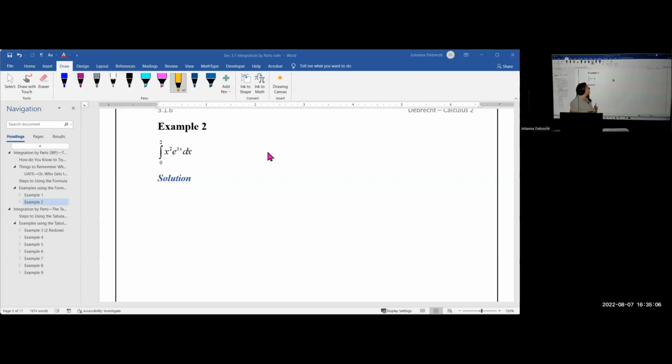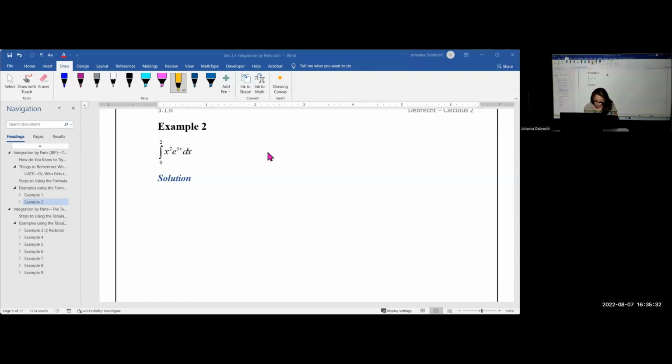Okay, let's move a little faster on this next one. This one is a definite integral. We have limits of integration from x equals 0 to x equals 2. We know they're x values because the differential is dx. And we have two different types of functions being multiplied together in the integrand. Definite giveaway for integration by parts. x squared is algebraic, e to the 3x is exponential.